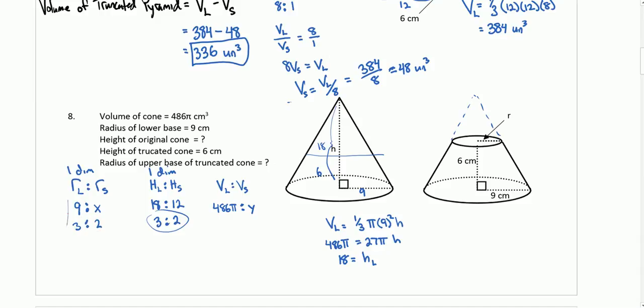So we can set up a proportion here to solve for our missing radius. We could say 9 over x is equal to 3/2. You can cross multiply and get 3x is 18. So x has got to be 6.